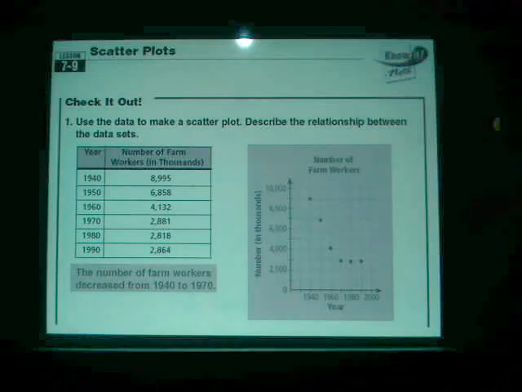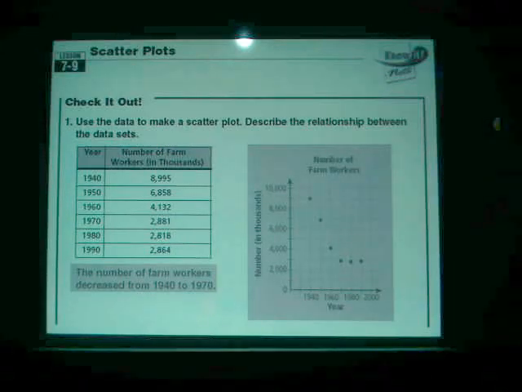You do not need a legend or a key ever in a scatter plot because you could only ever be comparing two sets of data. In this case, by two sets of data, I would imply year being one set of data and the number of farm workers being the second set of data.